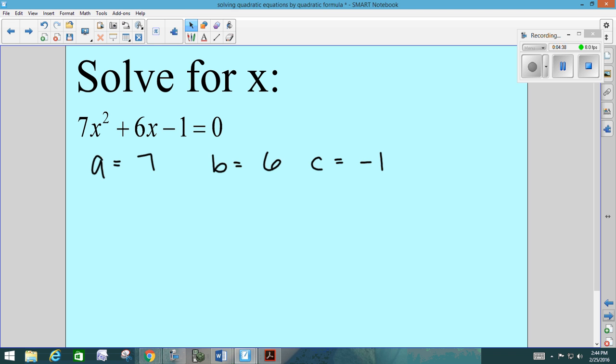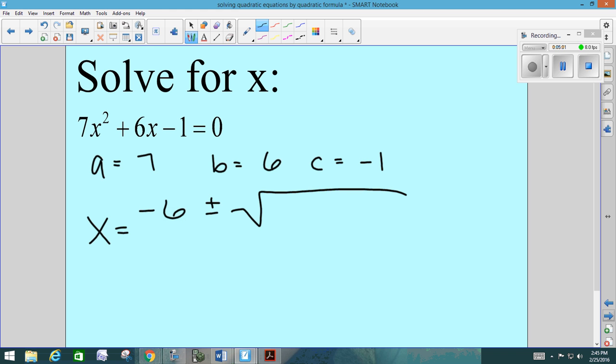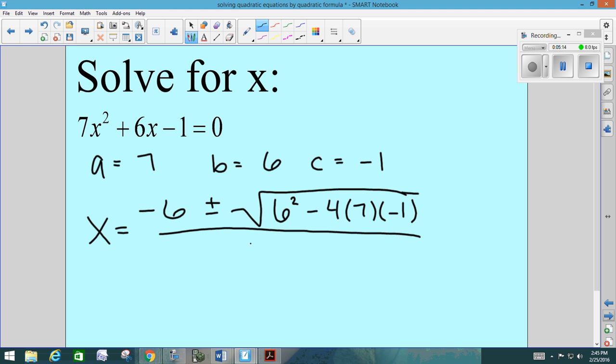After you find your a, b, and c values, it's substituting. You're substituting those 3 numbers in where you see them in the quadratic formula. So you have yours typed on your notes. It starts by saying x equals negative b, or the opposite of b. So we're going to put negative 6 out front, plus or minus the square root of b squared minus 4 times 7 times negative 1. So I put my a and my c in there. All over 2a.